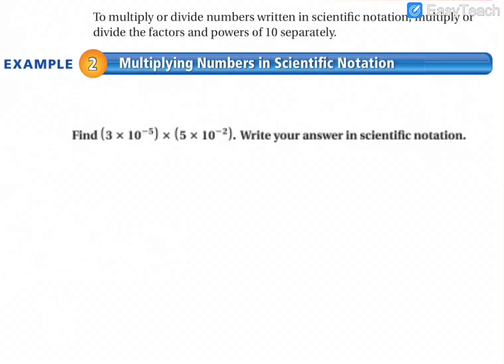Okay, example 2. On this one, we are now multiplying and dividing. Sorry, that was Mr. Snick sneaking some chips, and it was really loud.